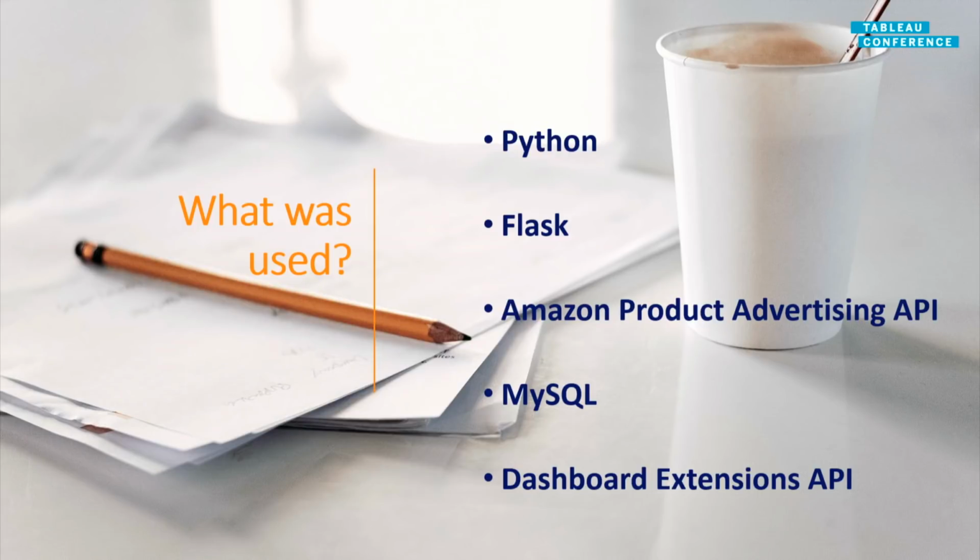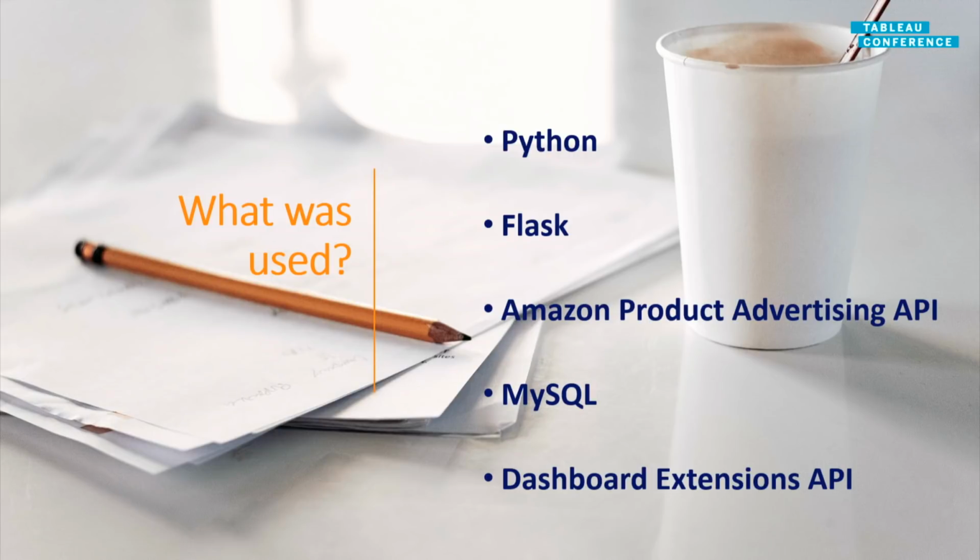All right, so here's some of the technologies that we use to put this together. First off, we had Python. You guys saw me walking through some of that Python code. We used Flask, which is a web framework for Python. I also leveraged the Amazon Product Advertising API to go out and grab the latest prices of the products I was interested in. The backend database where we did the write-back was a MySQL database running on my machine. And then finally, we used the Tableau Dashboard Extensions API. These are the pieces that made this all possible.